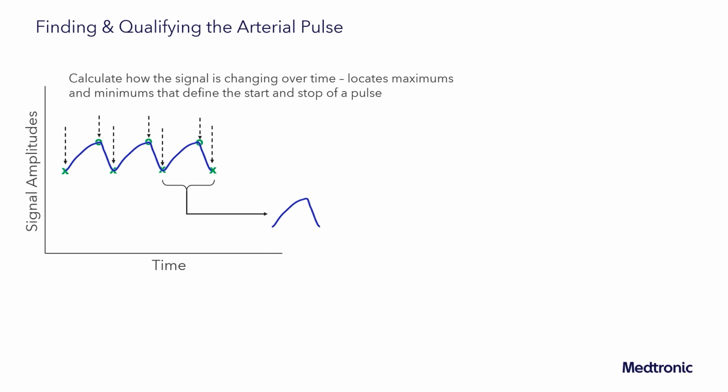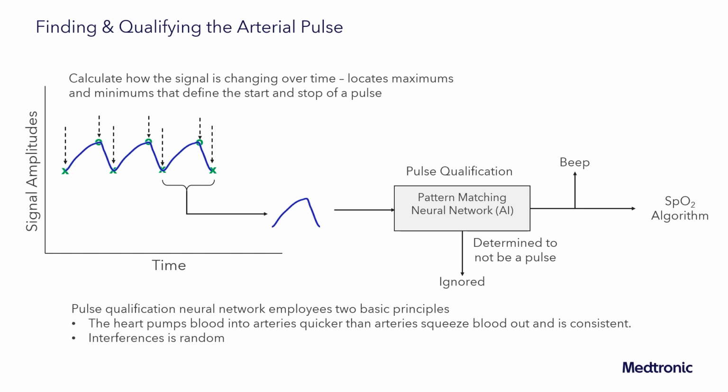The unique pulses, we need to then decide, is this coming from the patient? Does this reflect their arterial pulse? Or is it noise, some other type of interference? Nellcor has developed a pattern matching neural network that is able to qualify these pulses as coming from a patient or being noise to be ignored. And so this is the first step of processing that the algorithm is going to do, is locate that pulse and qualify that pulse.